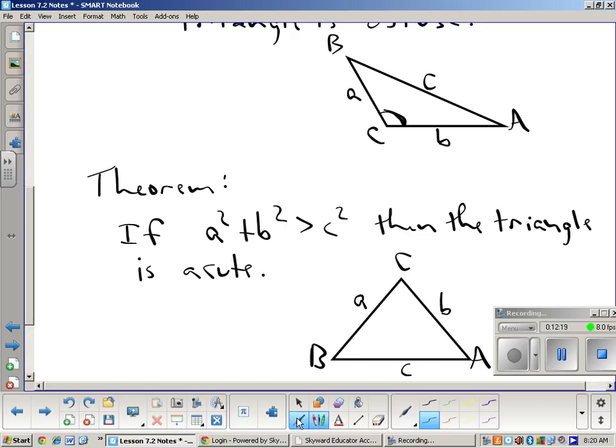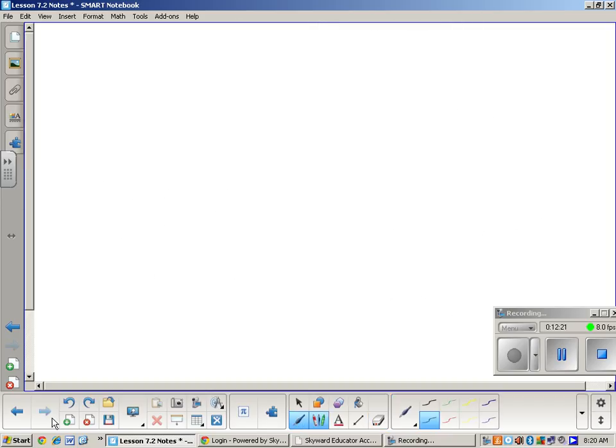And so, to practice this, they're going to say, if these are my sides, is that a right triangle, an obtuse triangle, or an acute triangle? They want to know what kind of a triangle that is. Right, obtuse, or acute? So how would I test it?